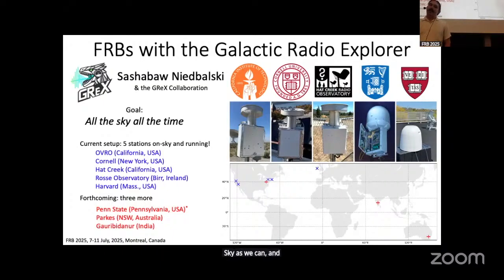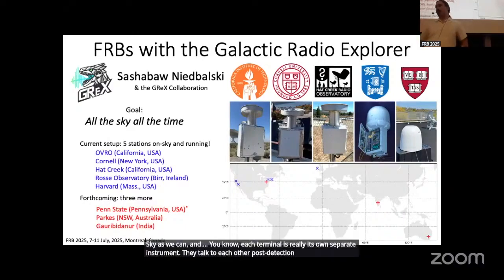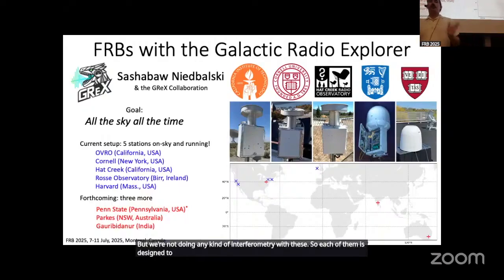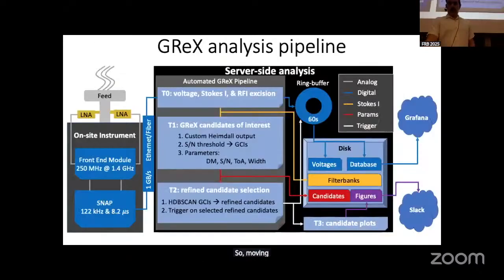And each terminal is really its own separate instrument. They talk to each other post-detection for event coincidencing, but we're not doing any kind of interferometry with these. So each of them is designed to operate somewhat autonomously. So moving forward, what is the signal path for each of these devices?